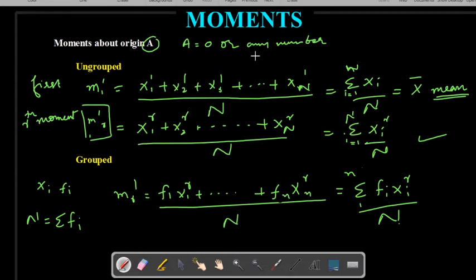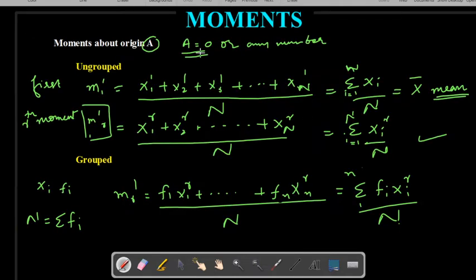In a similar way, this is what we have found for a equal to 0. Now when a is some other number, what will happen? That we will write on the next page. So your moments will change to mr dash equal to, for ungrouped data. Here we have written these moments for a equal to 0.